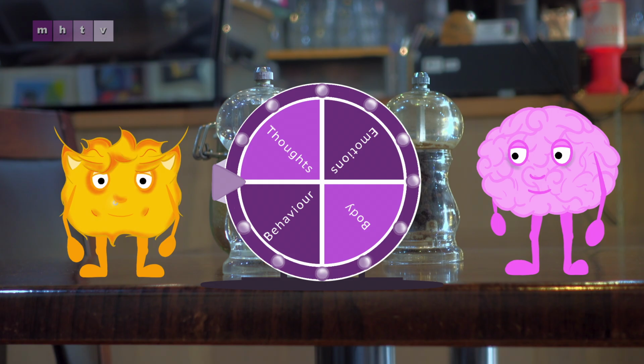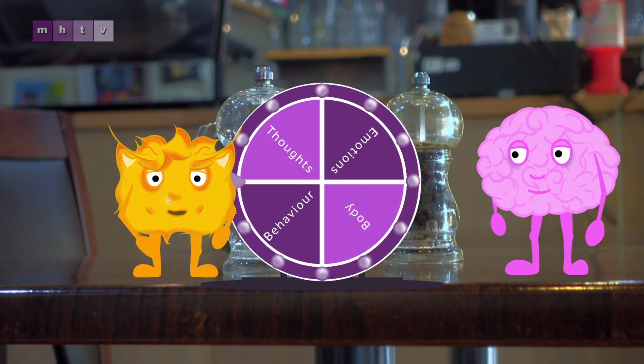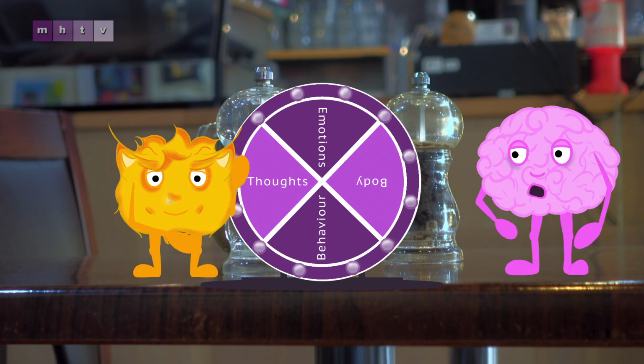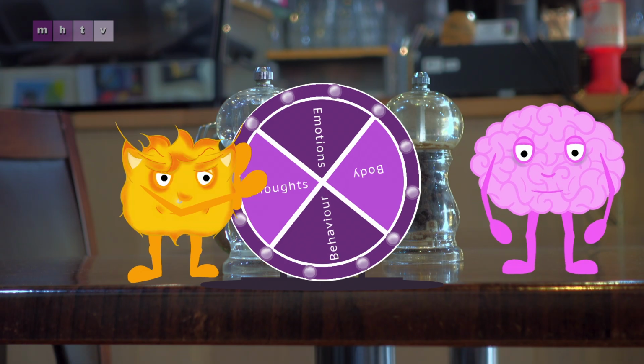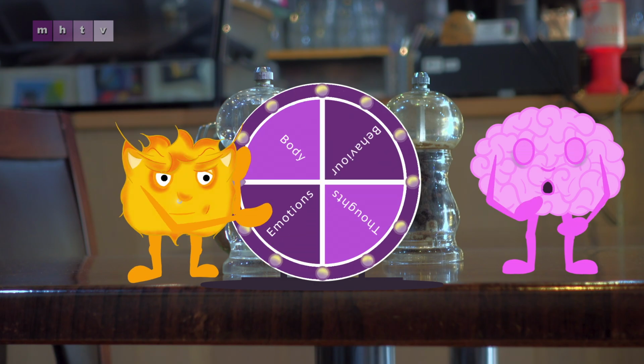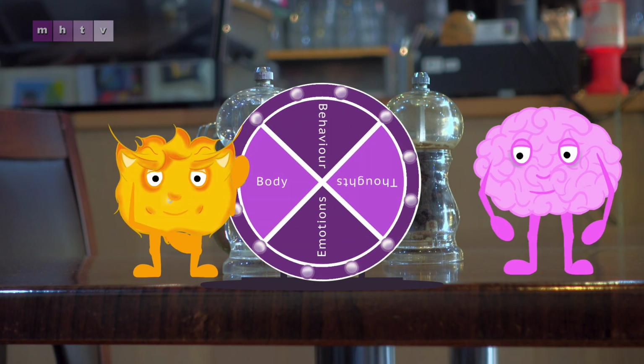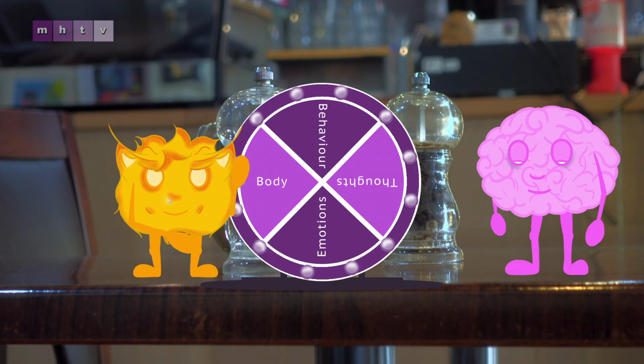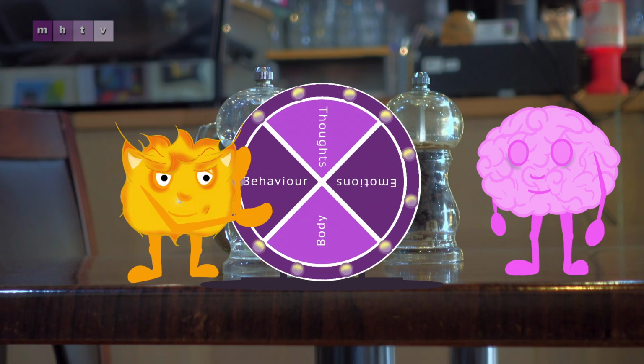All that we do has 4 components. One of them is our thoughts. Another one is our emotions. Another is our physical reaction to something, I'll shorten that to body here. And the 4th one is our behaviour.